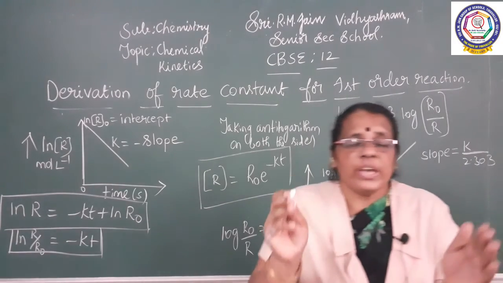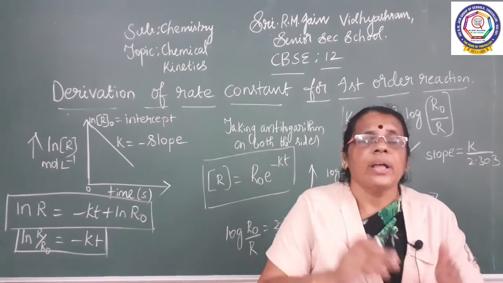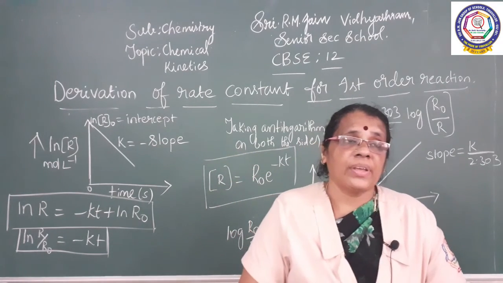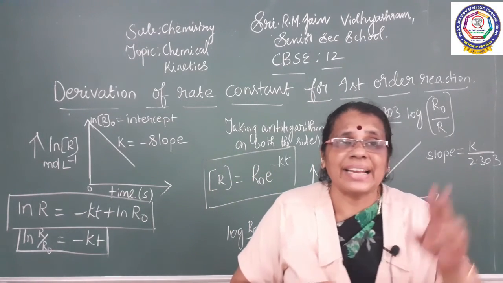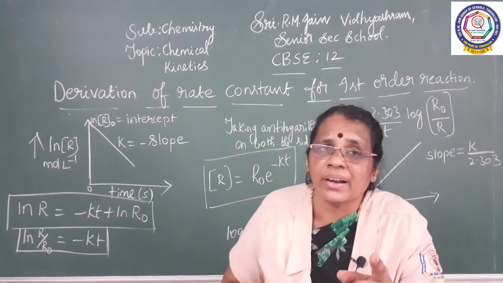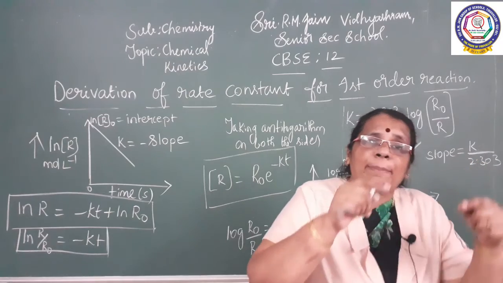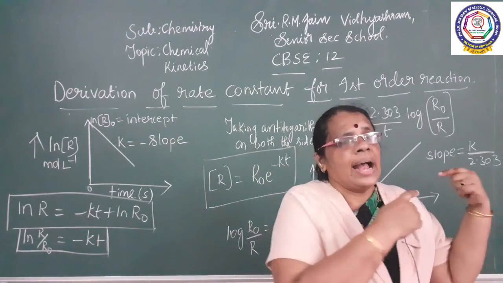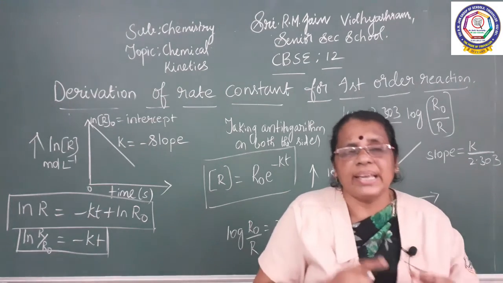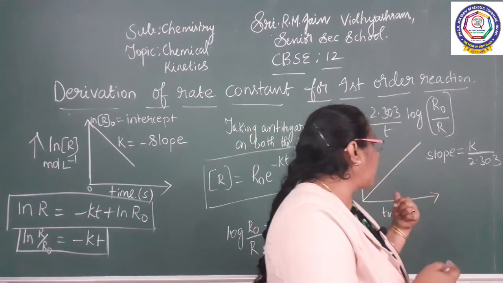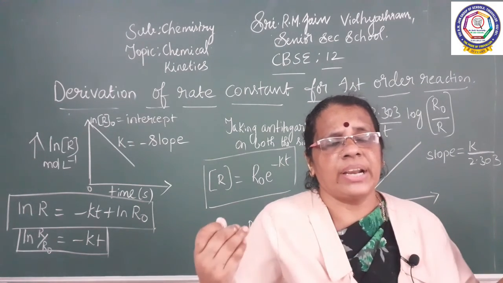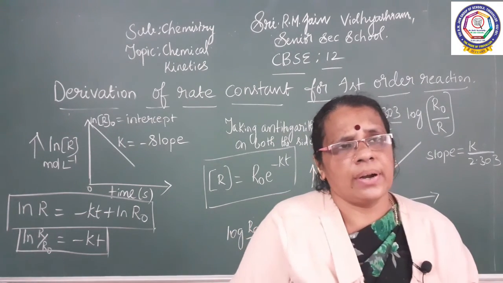So up to this we have derived the rate constant for first order reaction, where I got two different graphs. By plotting time in the x-axis and ln r, I got a negative slope with ln r naught as intercept, whereas by plotting time in the x-axis and log r naught by r in the y-axis, I am getting a straight line where the slope is equal to k divided by 2.303. Up to this, I have derived the rate constant for first order reaction.